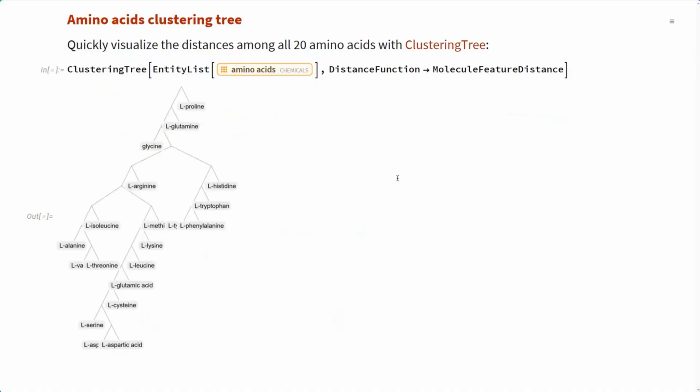Amino acid clustering tree is a great function here where we can easily and quickly take the amino acids chemical class, add the clustering tree, and quickly see the molecule feature distance among all 20 amino acids. So this is a really, really neat way to see which amino acids are structurally similar and which are dissimilar.